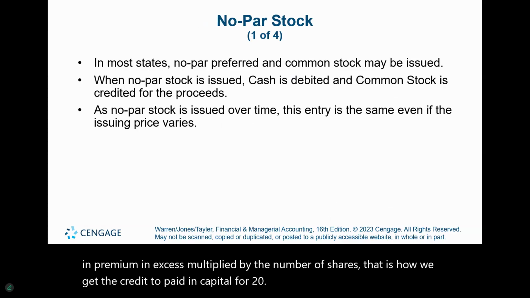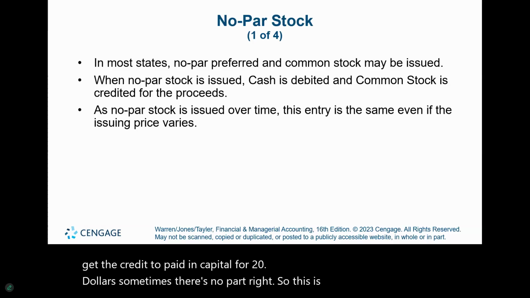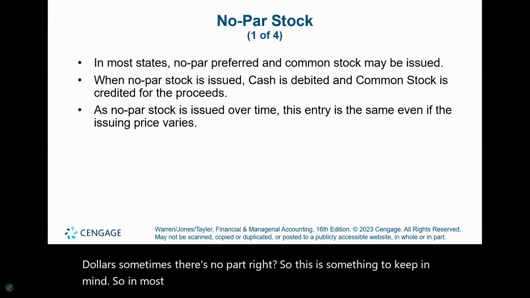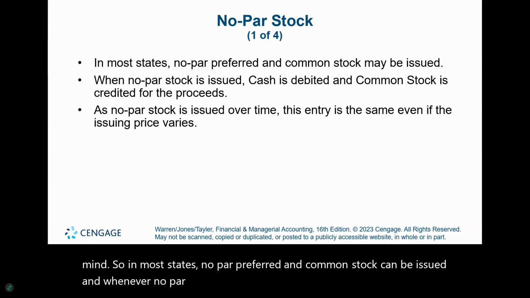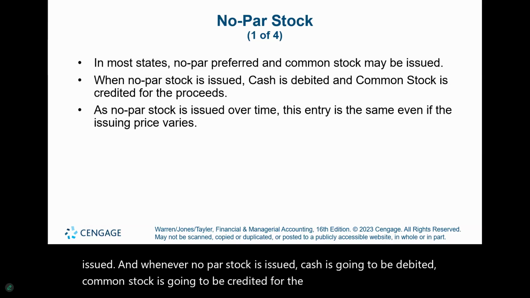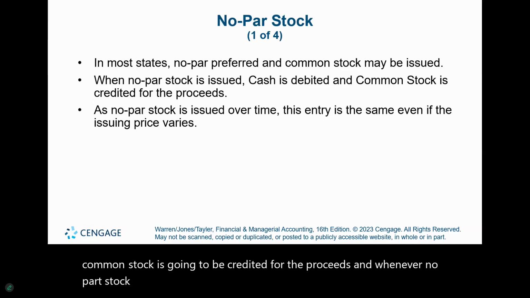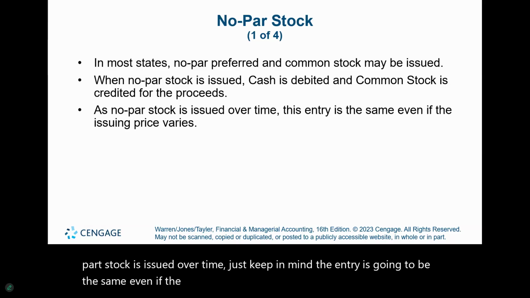Sometimes there's no par, right? So this is something to keep in mind. In most states, no par preferred and common stock can be issued. And whenever no par stock is issued, cash is going to be debited, and common stock is going to be credited for the proceeds. Just keep in mind the entry is going to be the same even if the issuing price varies.